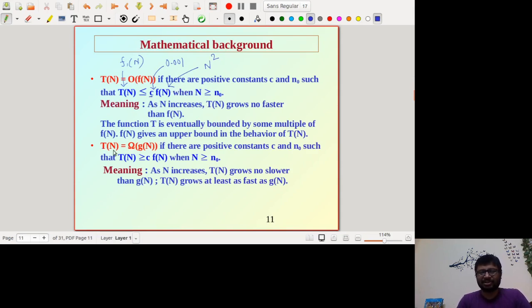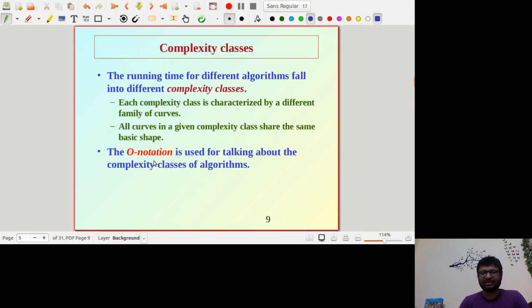Here is another notation. T(n) is omega of g(n) if there are positive constants c and n0 such that T(n) is greater than or equal to c times F(n), for large enough n. If you leave out the first n0 numbers, then T(n) will be lower bounded by some constant times F(n).